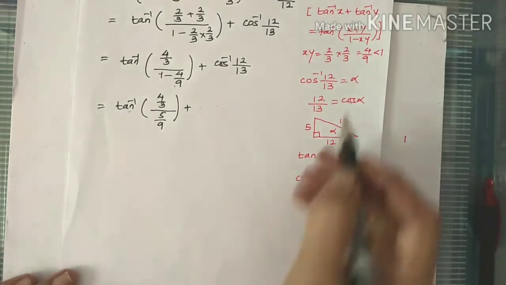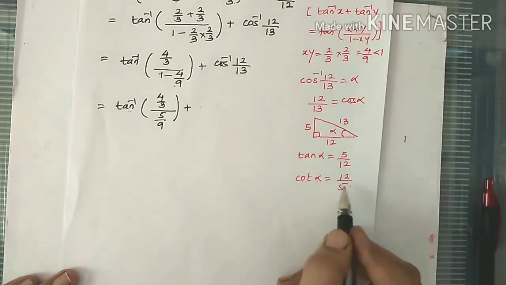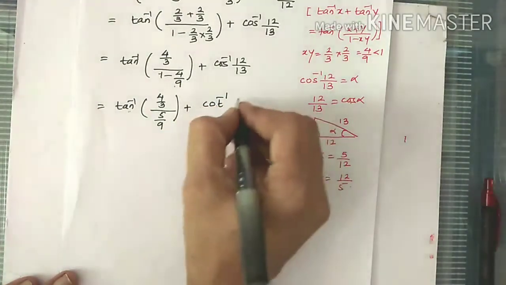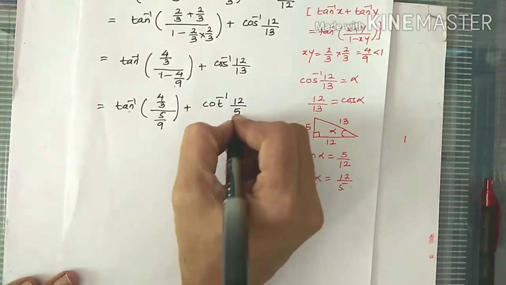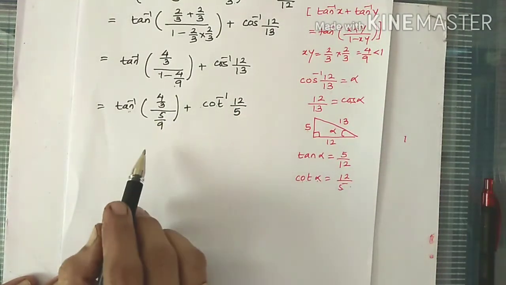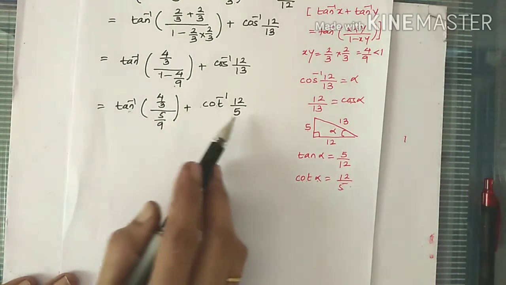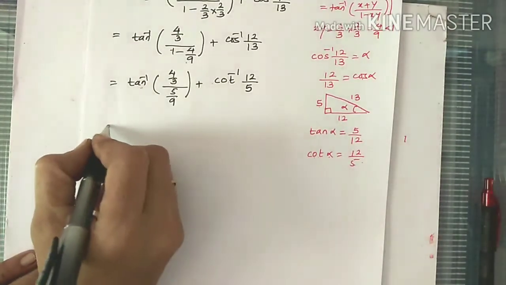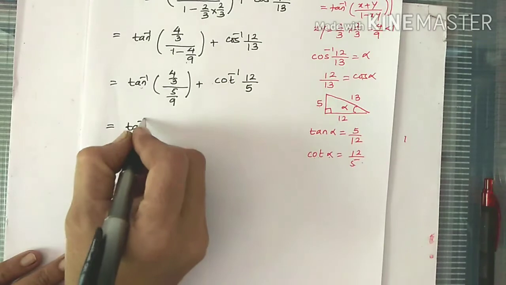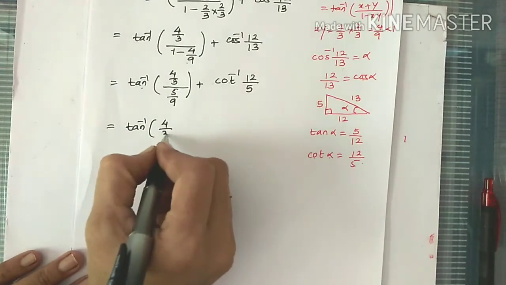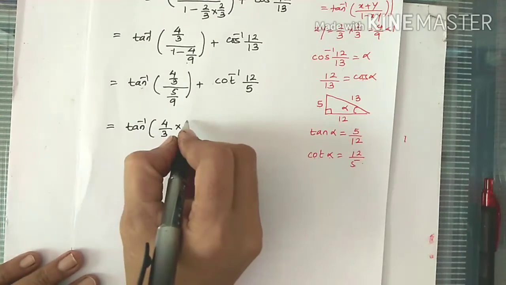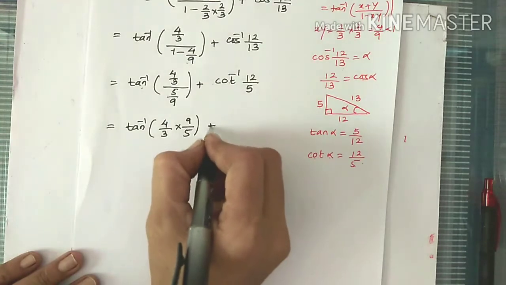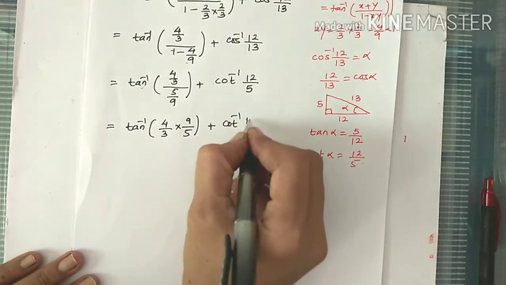Okay. So alpha is cos inverse of 12 by 13. Now in terms of cot inverse, it becomes cot inverse of 12 upon 5. Now we have to check whether we get the other value as 12 by 5. Then we will get tan inverse plus cot inverse with the same value, so that we can use the property, and that will be pi by 2. So let's simplify this and check. Tan inverse of 4 by 3 divided by 5 by 9 means multiplied by 9 upon 5, plus cot inverse of 12 by 5.